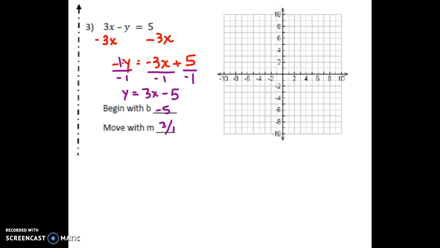Remember, this information here is what gets you to actually graph your equation. So beginning point, negative 5, and then rise 3, run 1. This is a nice positive slope, and hopefully we can get this on our graph accurately, connecting, putting arrows, and labeling.